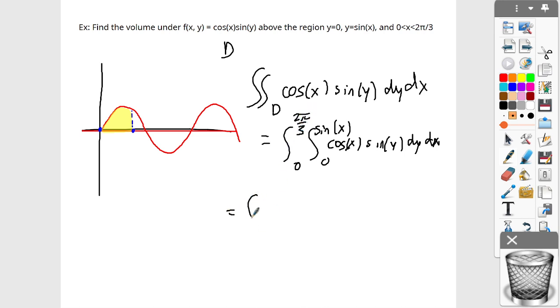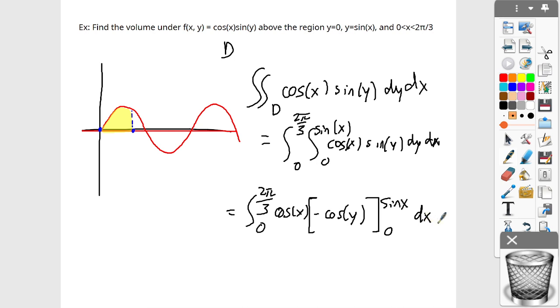So this is equal to the integral from 0 to 2 pi over 3. So the integral of sine y is negative cosine y. So cosine x, negative cosine y, evaluated from 0 to sine x dx, I think.